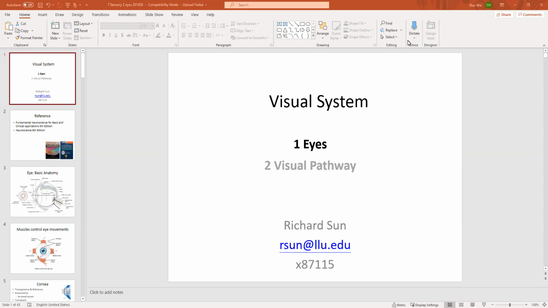Hi guys. So today we are going to look into the visual system as an example of the cranial sensory nervous system. So we talked about an overview of this sensory nervous system, and we started by talking about the somatic sensory nervous system. So that's the sensory from our skin.